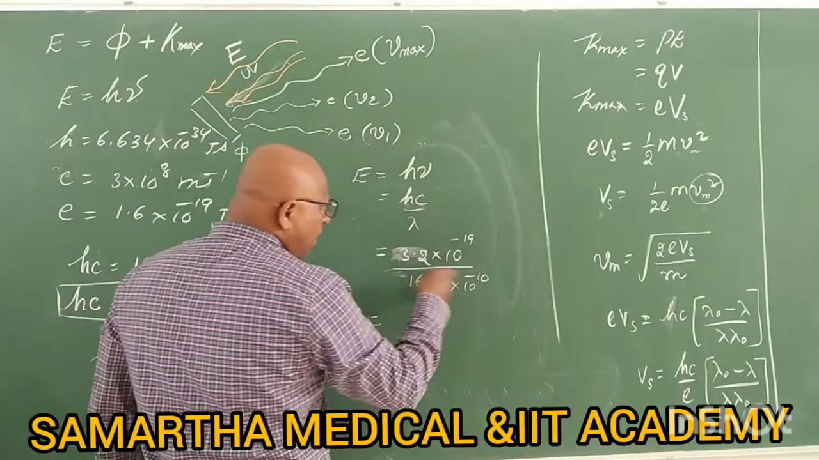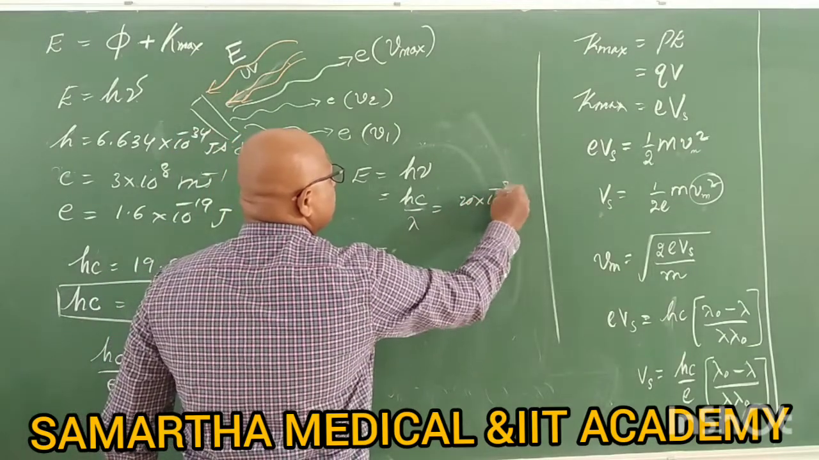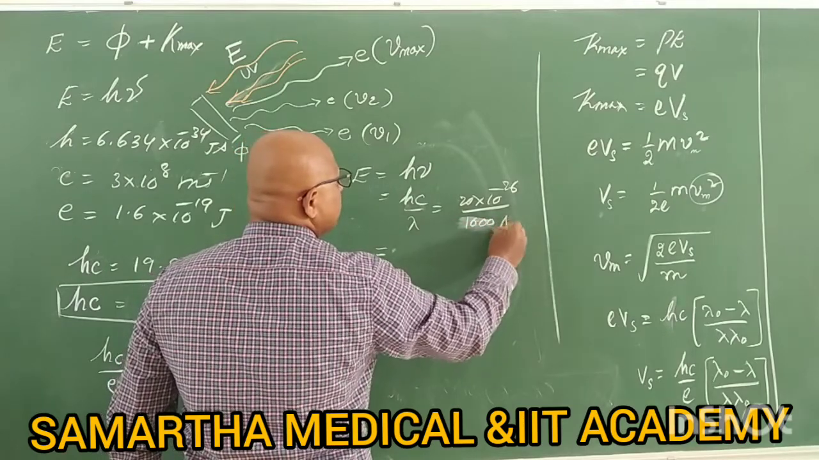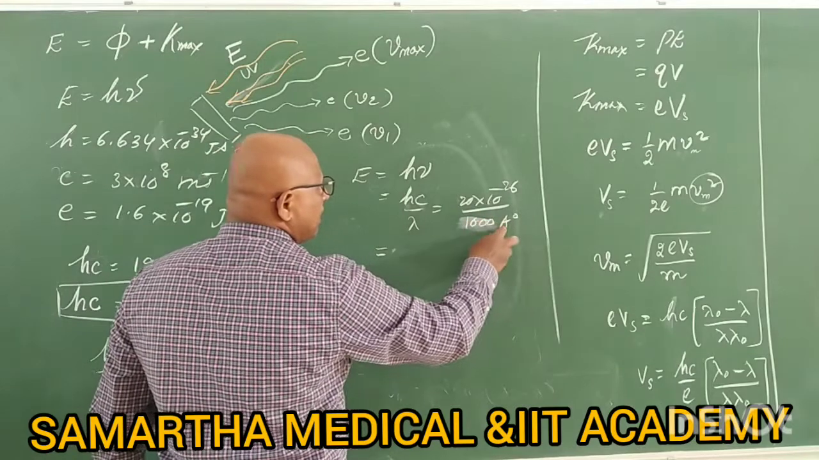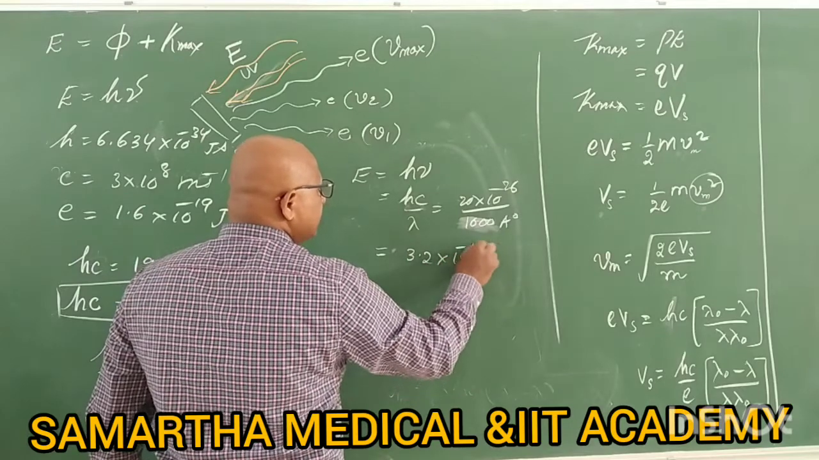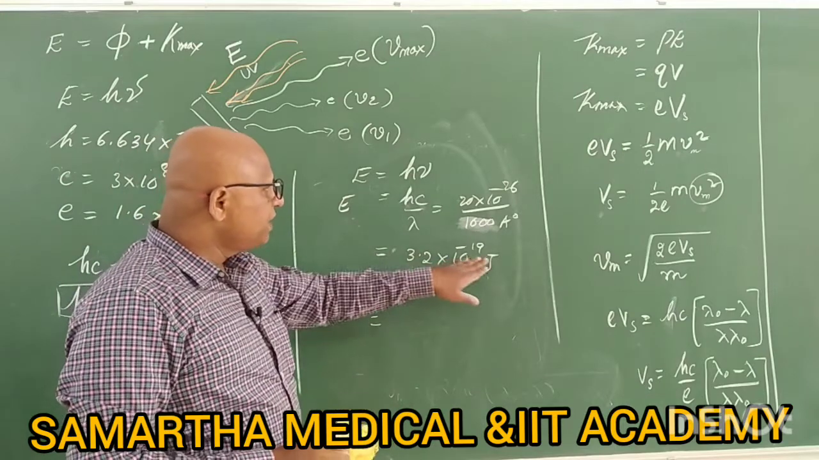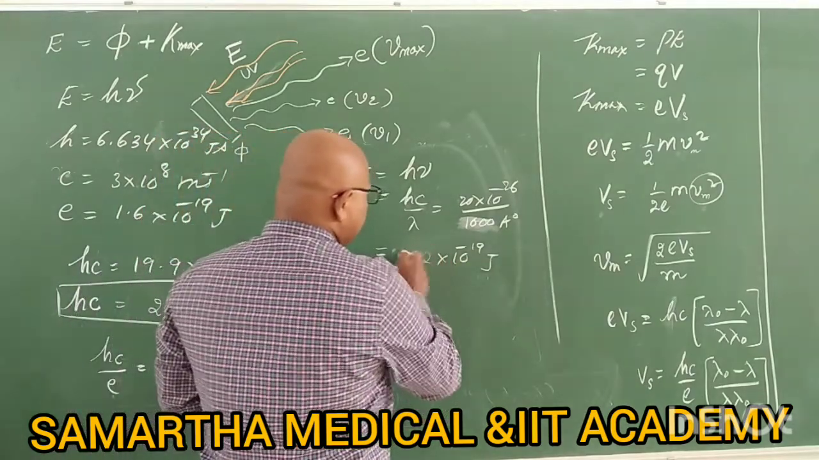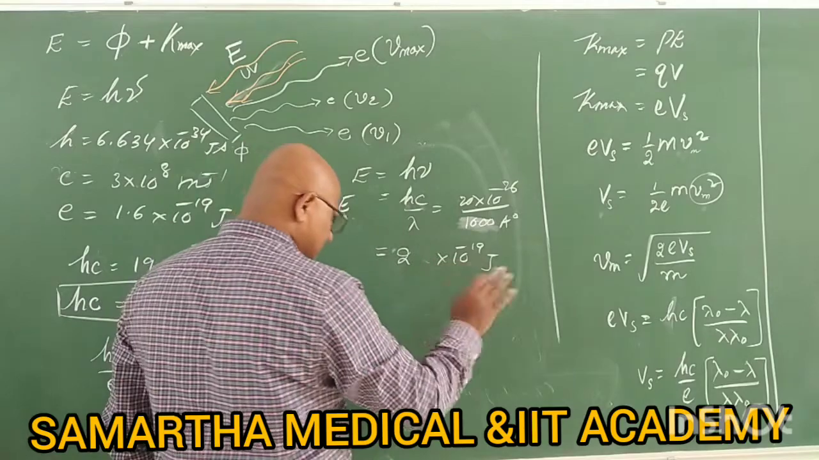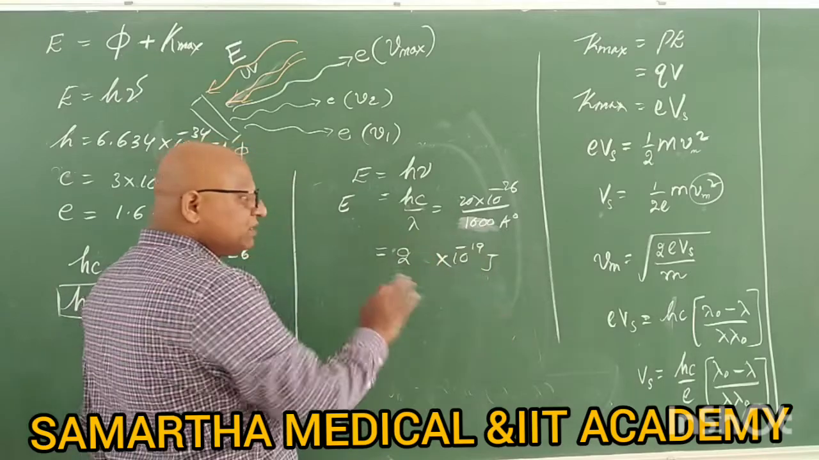So now after solving only I will write hc value is 20 into 10 to the power of minus 26. This is something 1600 or something else called 1000 angstrom. Then after the simplification of everything, you will get 3.2 into 10 to the power of minus 19 joule. This is the value of energy you have got. Okay, it is of the order of 2, 2 into 10 to the power of minus 19. Suppose it may be wrong, but I am not going to the correction. 2 into 10 to the power of minus 19 joule is the value of energy.